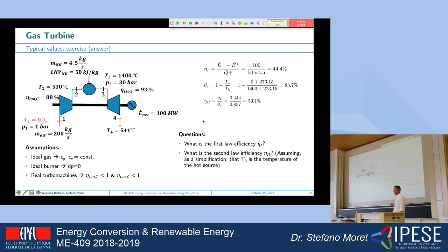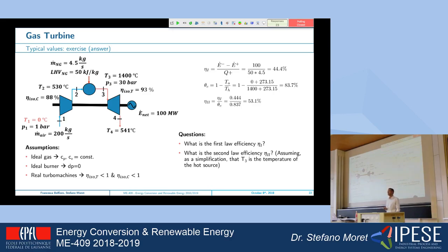The Carnot factor gives you the efficiency of an ideal Carnot cycle working between these two temperatures. The second principle efficiency, if you remember, compares the real efficiency of the cycle, so the first law efficiency, to the maximum theoretical efficiency, which is the Carnot factor, and is 53%. Okay? So this exercise took a bit of time, so I suggest that, since you also have the information in the video, I finish the lecture up to the combined cycle. It will take another 15 minutes or so, and then you have all the material.